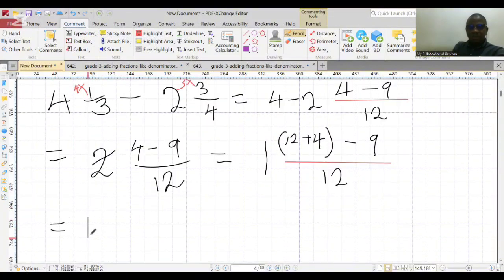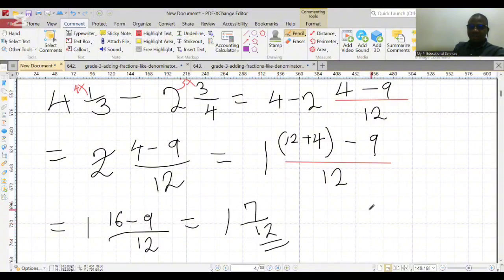So then you have one whole, 12 plus 4 will give you 16 out of 12. Then 16 minus 9 out of 12. Then one whole, 16 minus 9 will give you 7 out of 12. So that is the final answer.